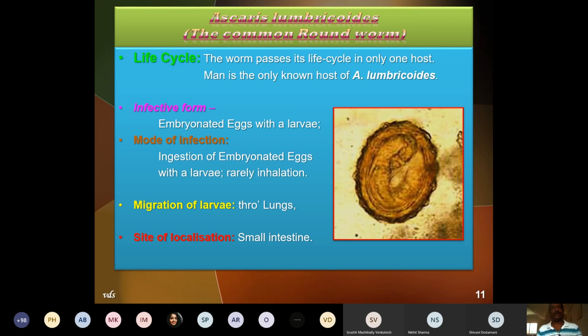Mostly it is by ingestion of the embryonated egg containing the larvae. Now, which is the larvae here? It is the first larval form inside the embryonated egg. It is the Rhabditiform larva, having a short esophagus which may be dilated at the posterior end, and it is much stouter as compared to the filariform larva. Now, in the life cycle of this parasite, filariform larva is not developed. Only the Rhabditiform larva is present in the life cycle. Then, the site of localization of this parasite is the small intestine.